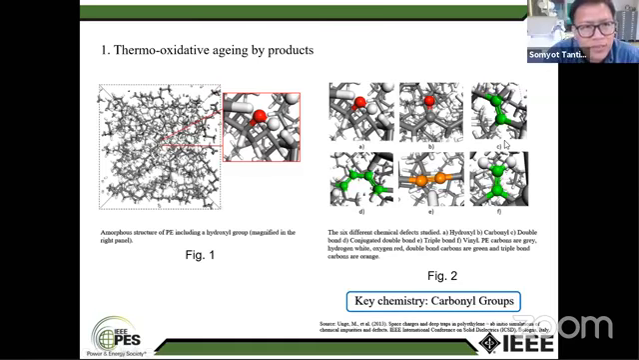Why do I show this chemistry? Because this chemistry affects the charge transport dynamics and also the electrical properties of the polyethylene. But the important chemistry is the carbonyl group, because the carbonyl group has been widely studied by many researchers, and this kind of functional group significantly affects the electrical property of polyethylene that might lead to the failure of the cables.